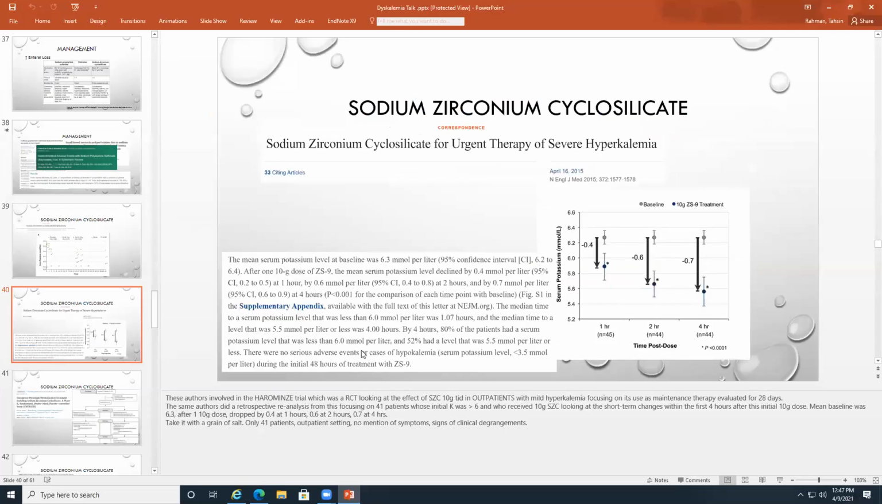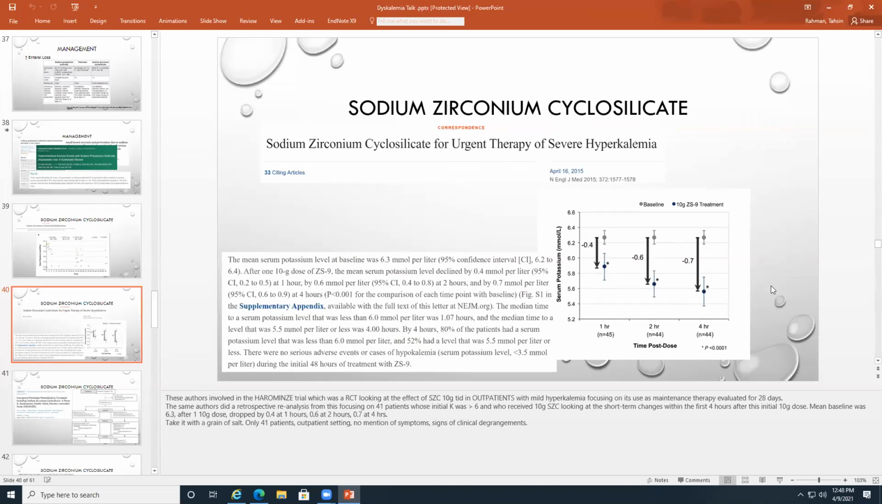This was from the authors who did the HARMONIZE trial, which was a randomized controlled trial looking at the effect of Lokelma 10 grams TID in outpatients with mild hyperkalemia, mainly as a maintenance therapy. But later on, when they published this correspondence in the New England Journal of Medicine, they did a retrospective reanalysis from that study focusing on 41 patients whose initial potassium was over 6 and who received 10 grams of Lokelma, looking at the short-term changes within the first 4 hours.